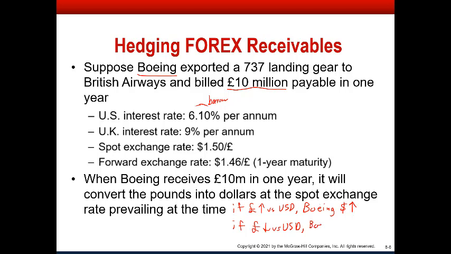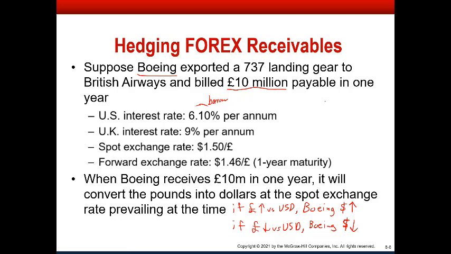Vice versa, if the pound falls against the dollar, so the pound's not worth as many dollars anymore, well, when Boeing goes to convert those pounds into dollars, Boeing's going to receive fewer dollars than they would have at the previous exchange rate. So Boeing could win or lose depending on the movement of the pound against the dollar. And there could be some significant movements here potentially over 1 year's time. Currency could move 10-20% pretty easily.